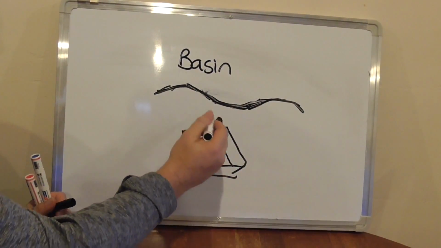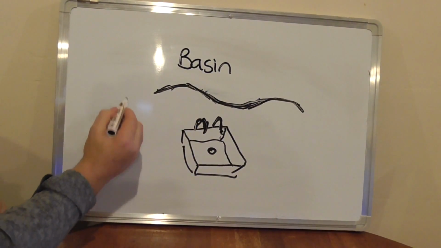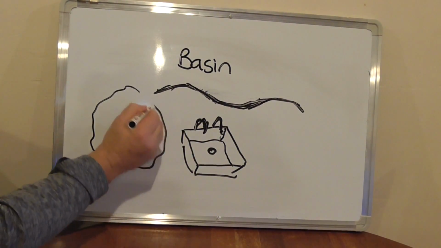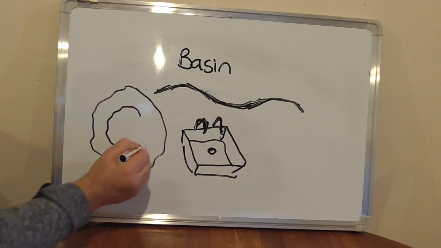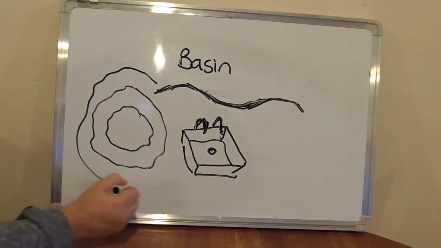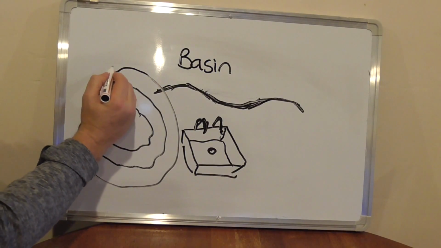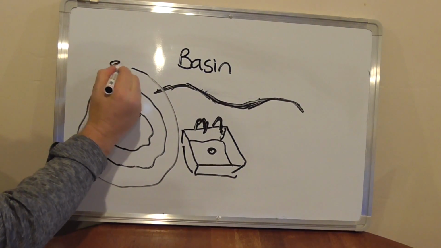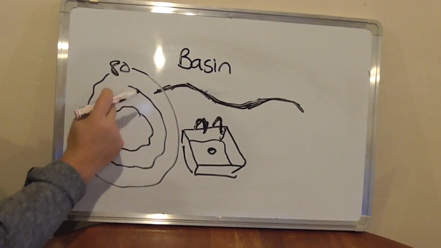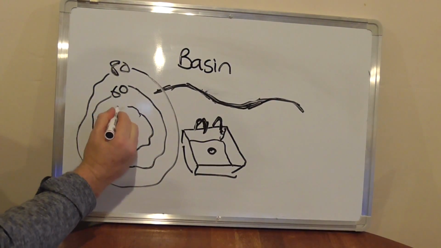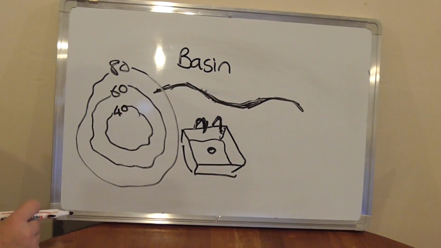So it's got sides all around it. It's just a little hard to draw. Imagine that. There's our contour lines, and let's just say it was 80 meters there, 60 meters there, and 40 meters there.